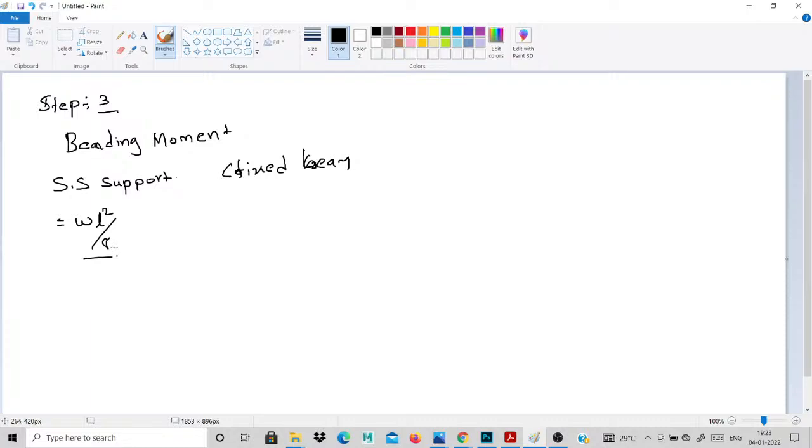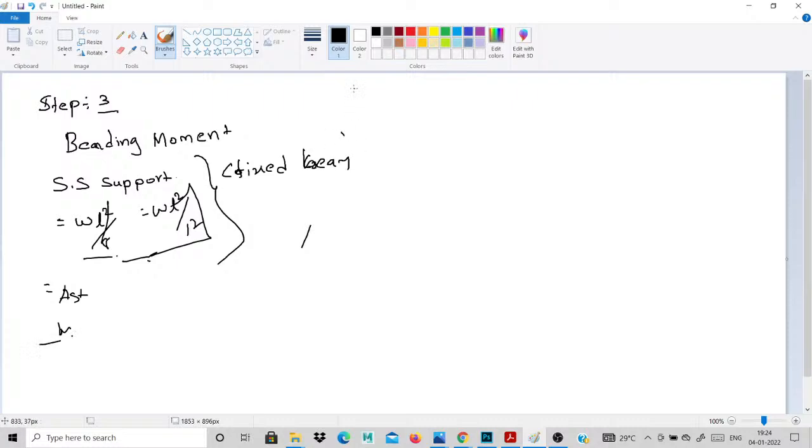Okay. Once again, I will check the correct formula, WL square by 8 or 12 for calculation. Sorry, WL square by 12. Your bending moment formula is WL square by 12. For simply supported beams, it's an easy one. Simply supported means you simply calculate WL square by 4. Then you check the section and calculate the Ast and the reinforcement.